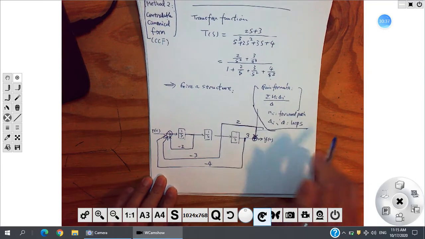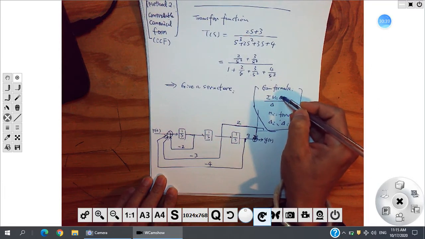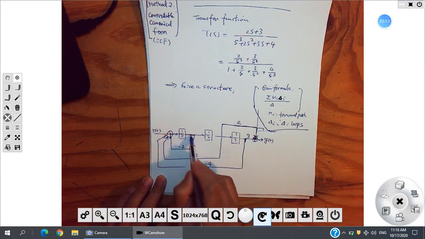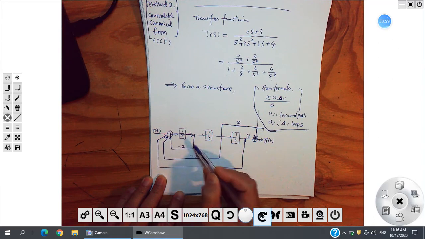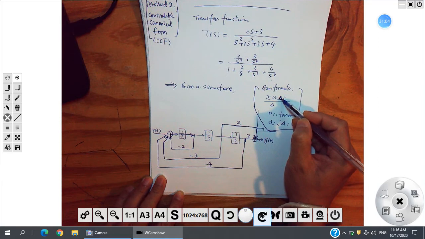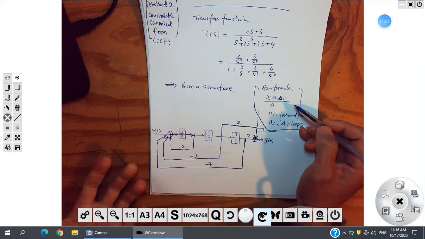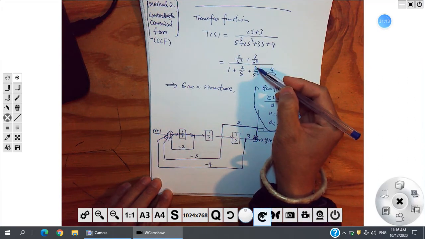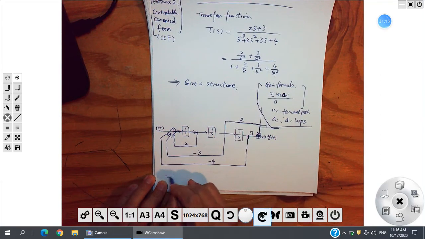And in the numerator, in delta i, you also need to consider loops, but with the requirement that all the loops in delta i do not touch the forward path. The forward path contains this part, and all the loops also contain this part, so they touch each other. So we cannot use any loop in those delta i's. So delta i is just 1. Alright, we got it. This structure is related to this transfer function. Then we can have the state equation.